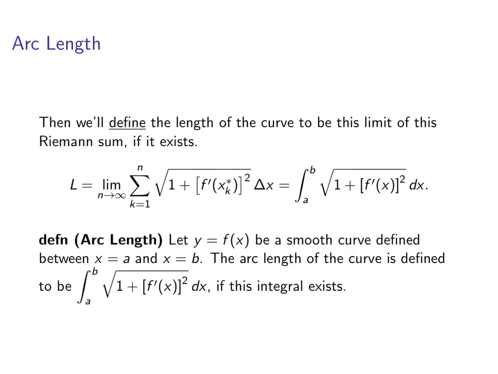Which means we can make a definition of arc length to say that if we have a smooth curve defined between a and b, then the arc length of that curve is going to be defined to be that integral from a to b of the square root of 1 plus f prime of x quantity squared, dx, if that integral exists. Okay, that's all for now.